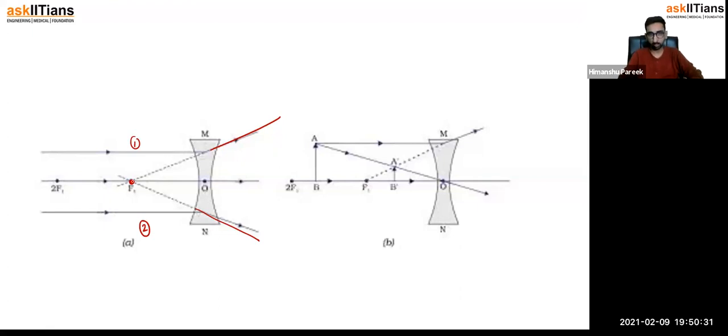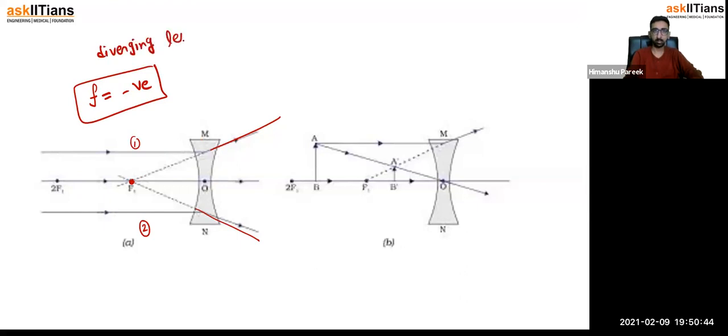Now the focus is coming on the left side. And by the sign convention also you can say this is the negative focal length. So diverging nature, and the focal length is coming out to be negative.